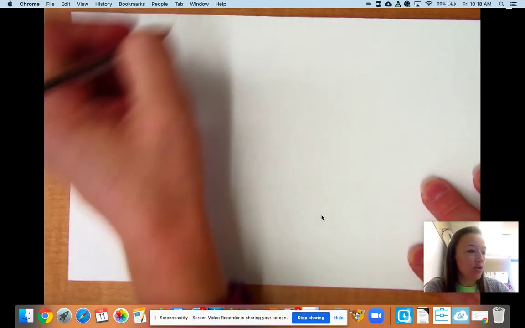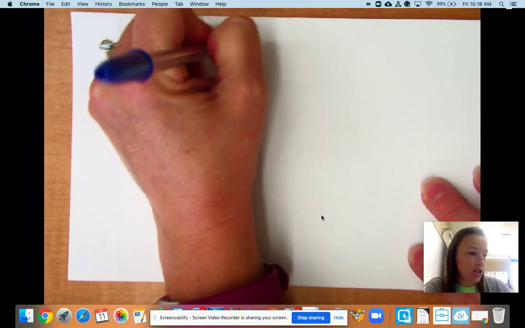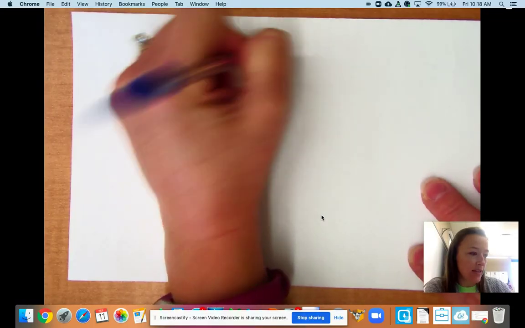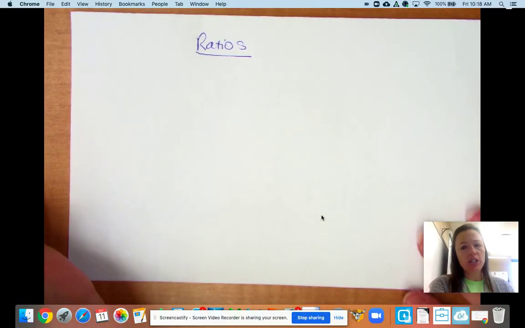Hey guys, I have one more for you right now. This is going to deal with ratios, the ratios between two events. And a ratio is really just comparing two numbers.